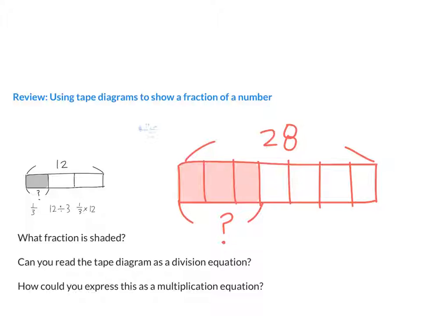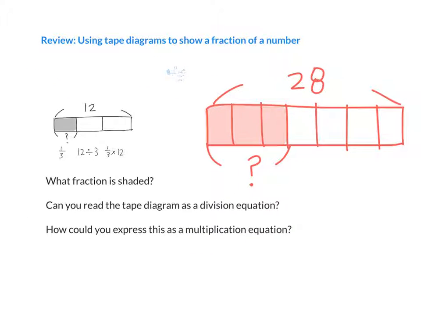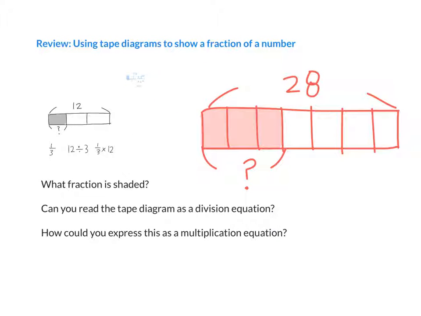Okay, what about this one? What fraction of the entire diagram is shaded? 3 pieces are shaded out of a total of how many? 1, 2, 3, 4, 5, 6, 7. Good. Okay. Now, how can I write this as a division equation? Well, I have to take the entire thing, 28, divide it by 7, and then multiply that by what? 3. Because if I divide 28 by 7, I'll find one of those, and I have 3 of them left, right? Does that make sense?